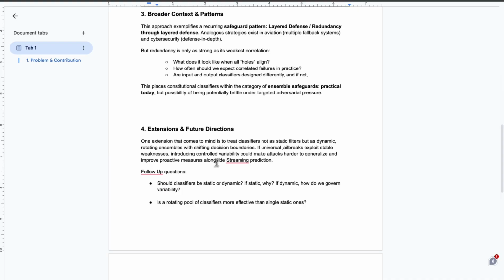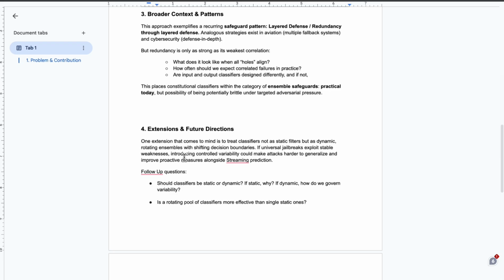So let's go a little bit deeper into this. One extension that comes to mind is the classifiers in and of themselves: are they static or dynamic? Which is a pretty good question. Are they just static, where, based off the constitution, they flag and the constitution itself gets updated? What does dynamic mean? By dynamic, do you mean rotating classifiers, having separate classifiers to introduce a set of variation? If universal jailbreaks exploit stable weaknesses, introducing controlled variability could make attacks harder to generalize. So this thought is about whether we can rotate classifiers.